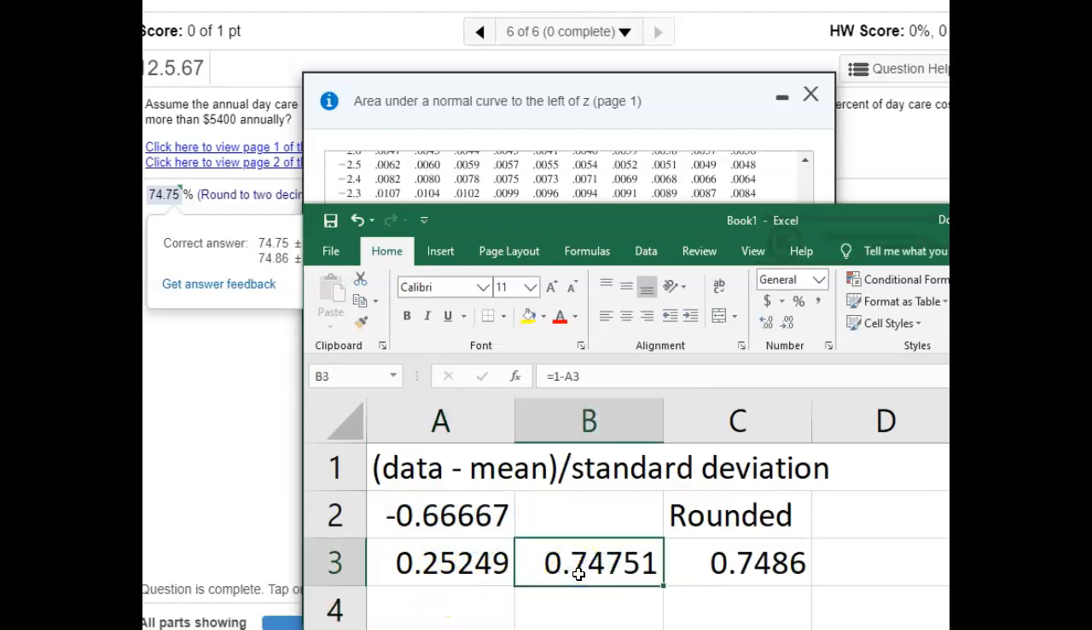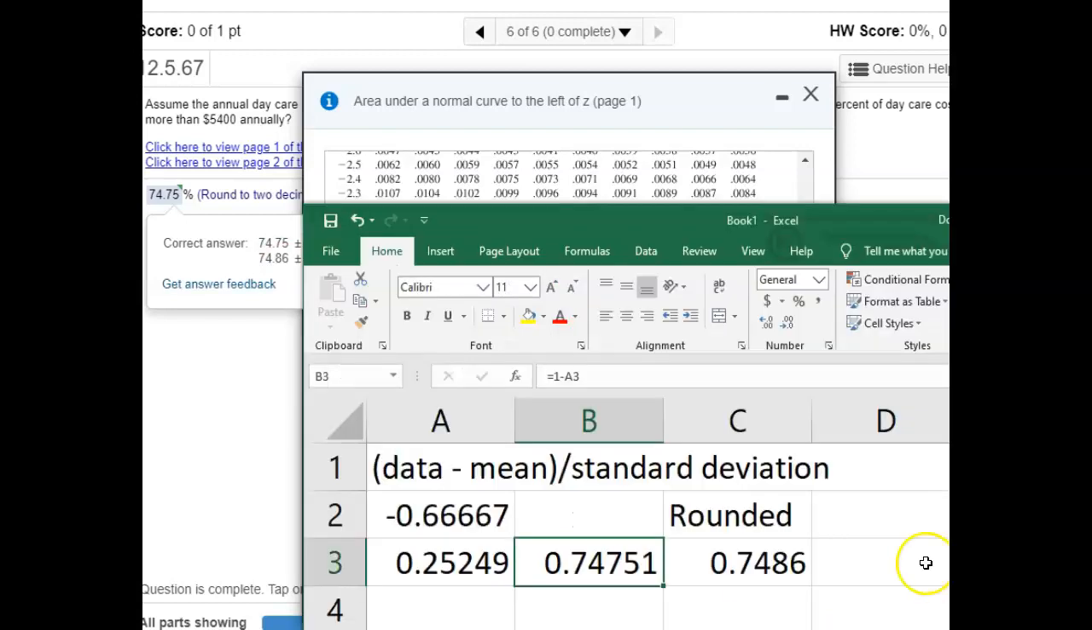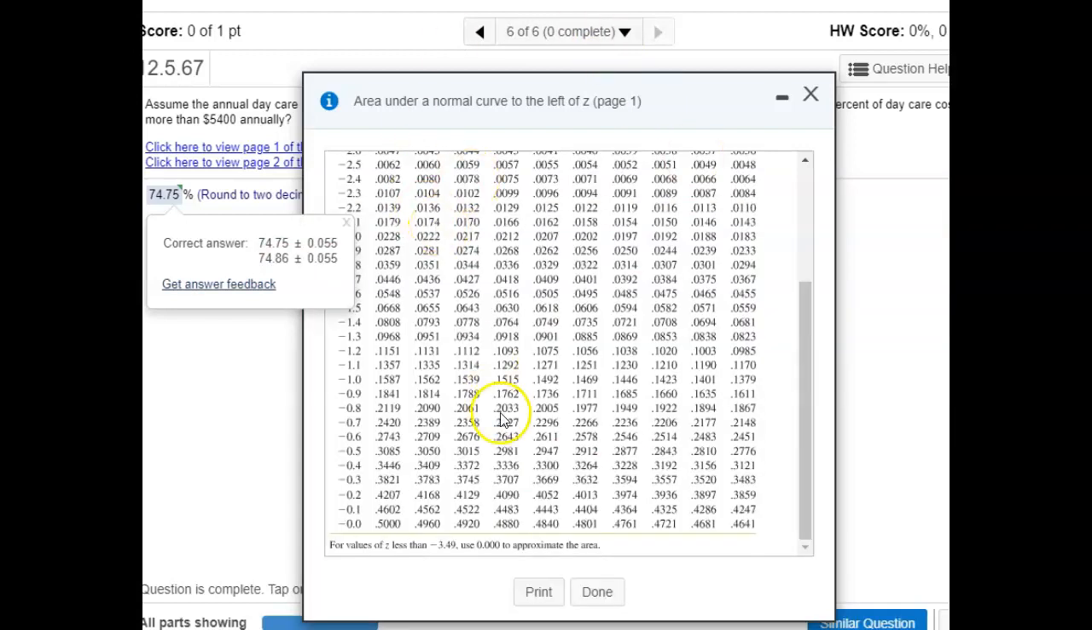Now don't worry, whichever method you prefer, MyMathLab will accept it here. And notice that it has 2 correct answers listed because it knows that students are approaching this in different methods. Some are using technology, like Excel. Others are using a table and looking up data. So as long as you're in the general ballpark of one of those 2 results, it will be counted correct here by my MyMathLab.